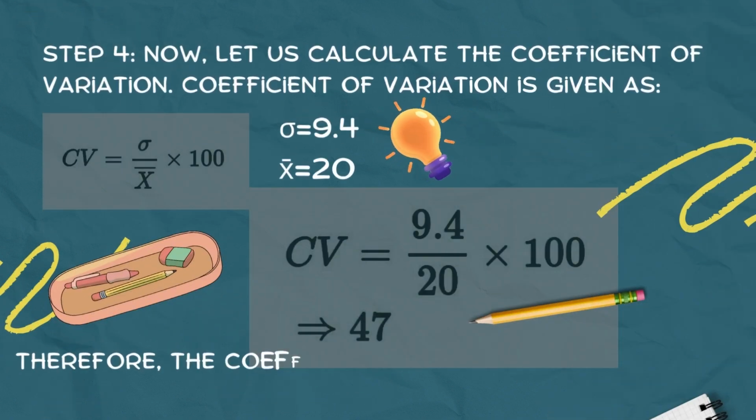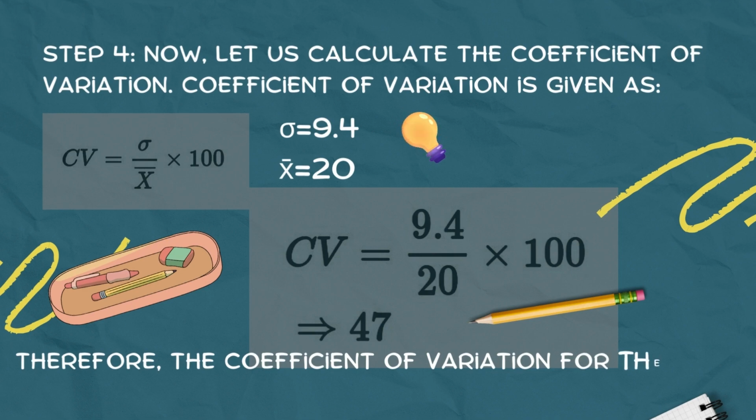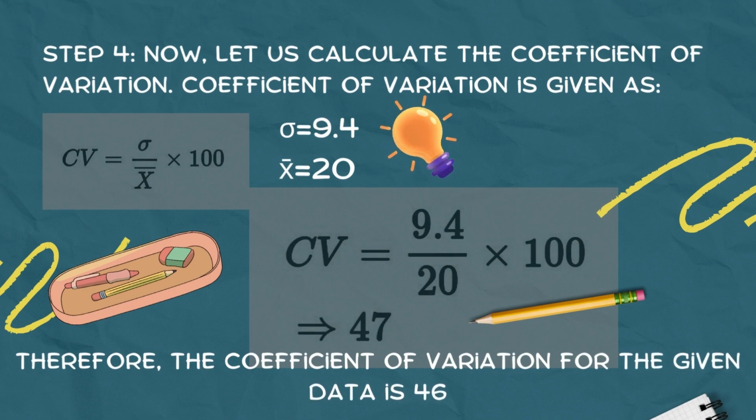Step 4. Now, let us calculate the coefficient of variation. Coefficient of variation is given as CV is equal to standard deviation over mean times 100. We have calculated earlier that standard deviation is equal to 9.4 and the mean is equal to 20. Therefore, CV is equal to 9.4 over 20 times 100, and the answer is 47. Therefore, our coefficient of variation for the given data is 47.